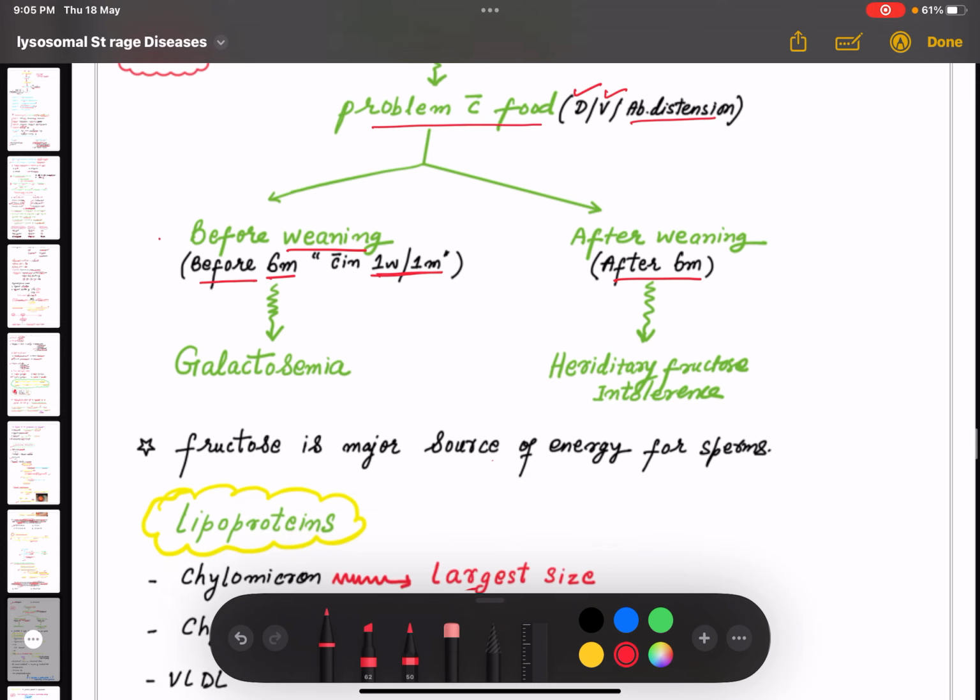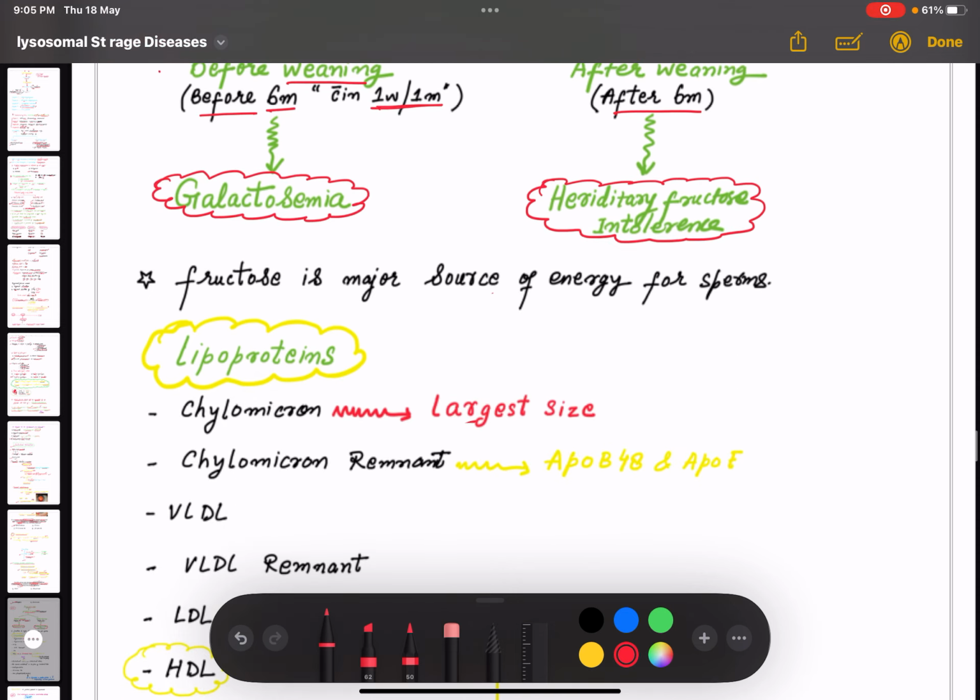If the baby is coming before weaning with food problem like diarrhea, vomiting, abdominal distension, think of galactosemia. Very important. If the baby is coming after weaning with the problem of diarrhea, vomiting, abdominal distension, think of aldolase B deficiency, that is hereditary fructose intolerance. I hope this is clear to you. Remember another very simple point, that fructose is the major source of energy for sperms.